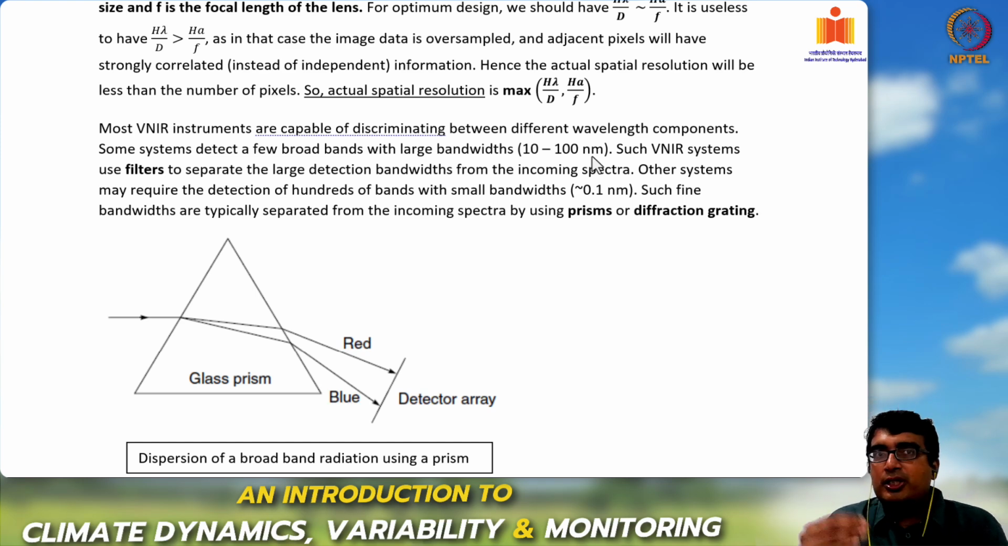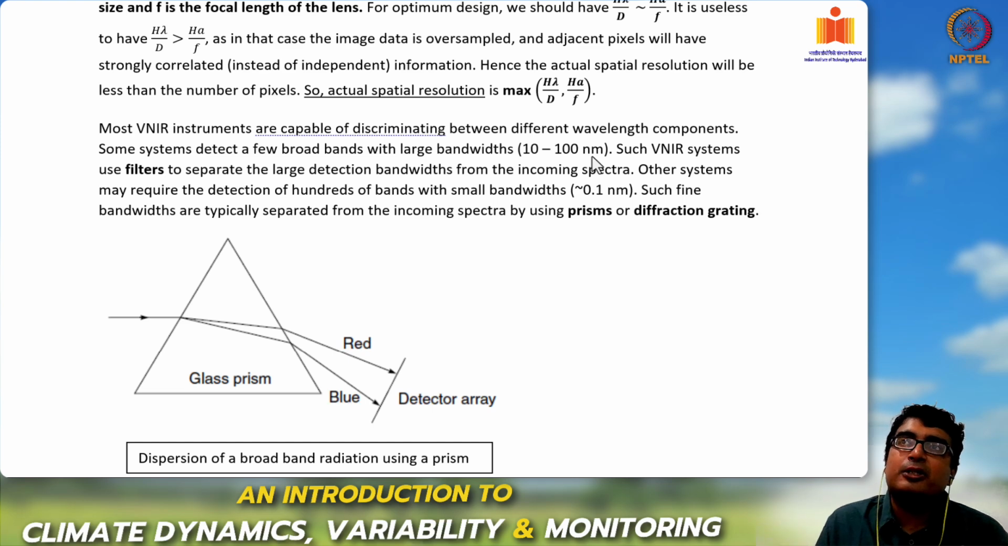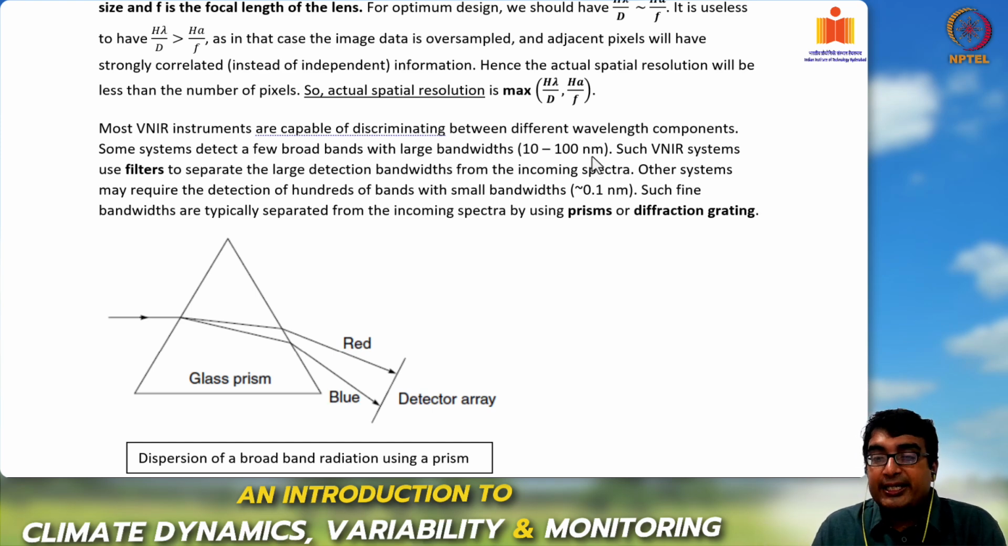Okay. So, just to give a sense, 1 micrometer is 1000 nanometers. Okay. So, 0.1 nanometers is an extremely small wavelength band if you are looking at a micrometer range, which is true for visible spectra. Okay. So such fine bandwidths are typically separated from the incoming spectra not through filters, which is not possible, but by using prisms or diffraction grating.